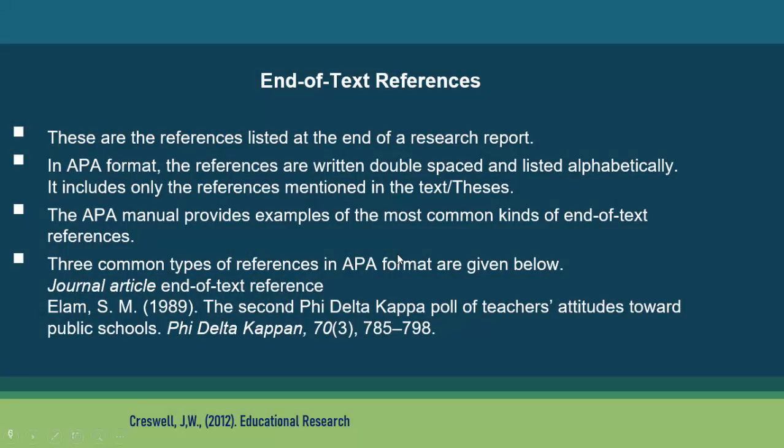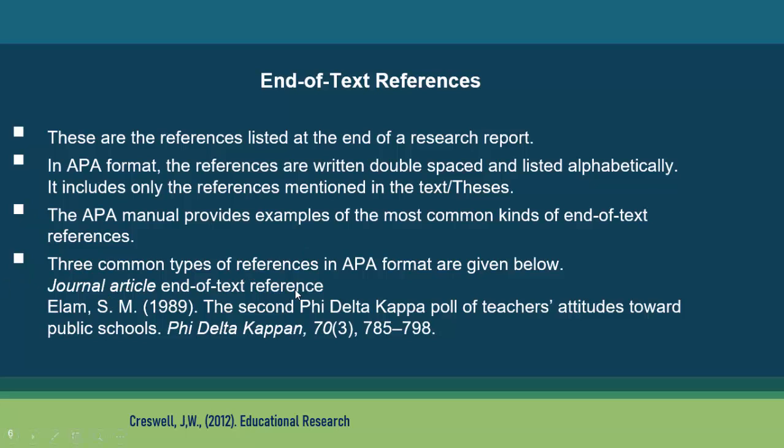In APA format, the references are written double-spaced and listed alphabetically. It includes only the references mentioned in the text or thesis. The APA manual provides examples of the most common kinds of end of text references. Three common types of references in APA format are given below.